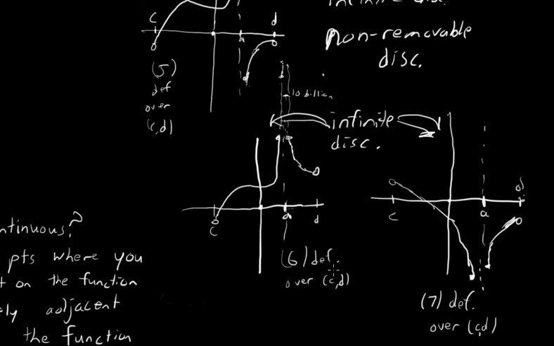So in this video we covered what it means graphically for a function to be continuous at a point. In the next video we're going to cover what it means graphically for an entire function to be termed continuous. Rather than just at a particular point, what does it mean for a function to be a continuous function?